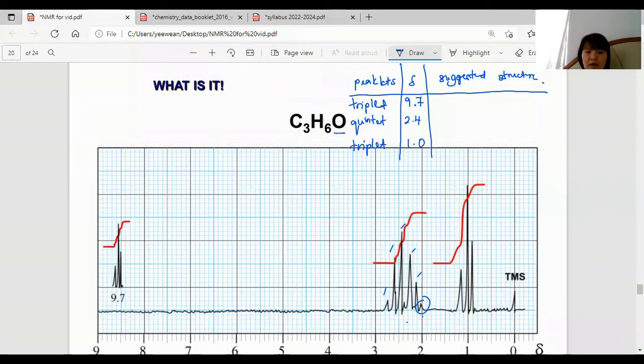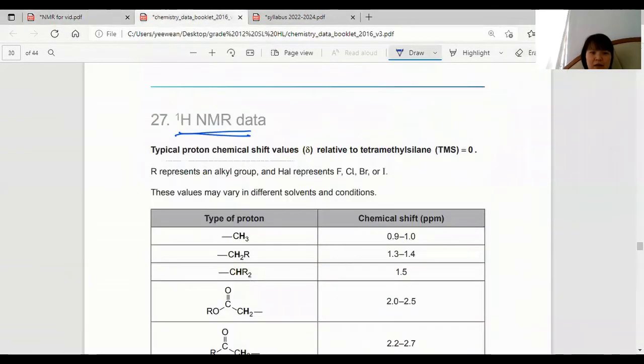Now these have 1 oxygen, so I can already suspect it's an aldehyde or a ketone. Probably not an alcohol because it's 3 and 6 here. But of course, if it's a very complicated question, it could be a double bonded alcohol. So it's possible, but I would suspect aldehyde or ketone first. Let's look at the data booklet.